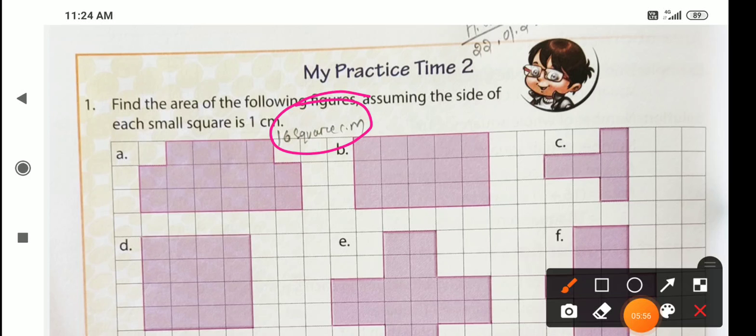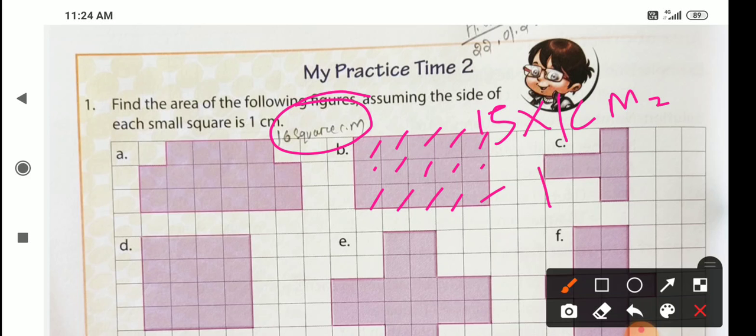Then here, children, you see, count how many squares are there. 1, 2, 3, 4, 5, 6, 7, 8, 9, 10, 11, 12, 13, 14, 15. So total 15 squares are there. So 15 multiplied by 1 centimeter is known as 15 square centimeter. So like this, children, you count all the squares and you have to find out their area.